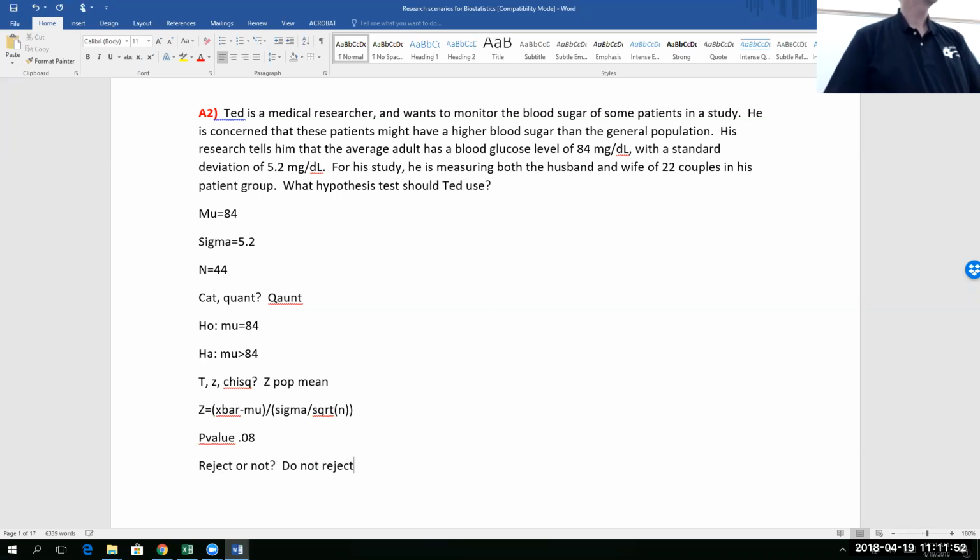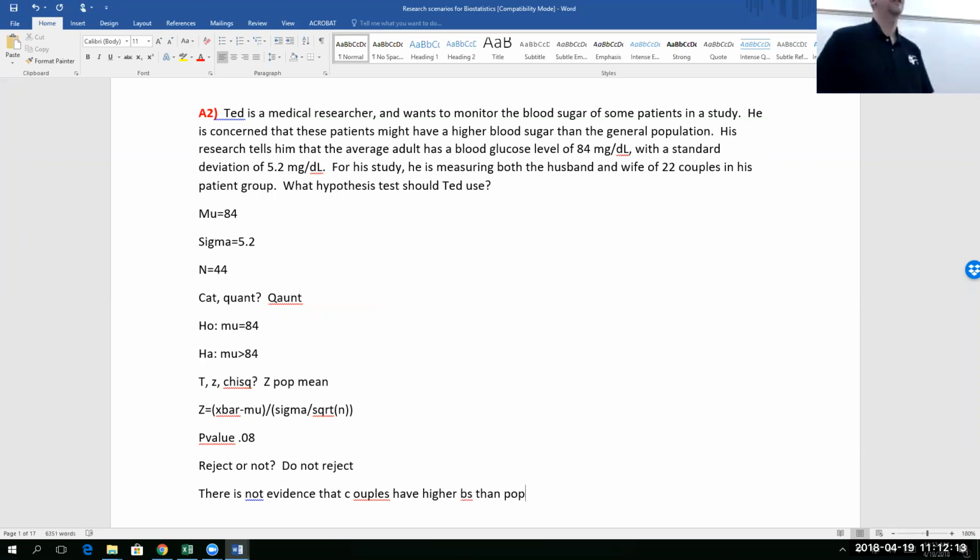Oh, you guys are doing really good on this. There is not evidence that the couples have higher blood sugar than the population. Wow, we jammed through that. That was easy. Usually everybody struggles with that.